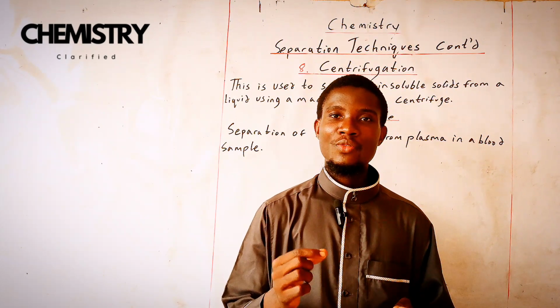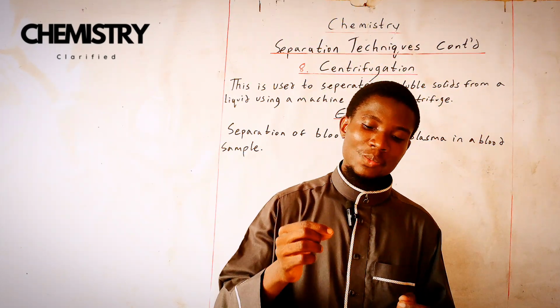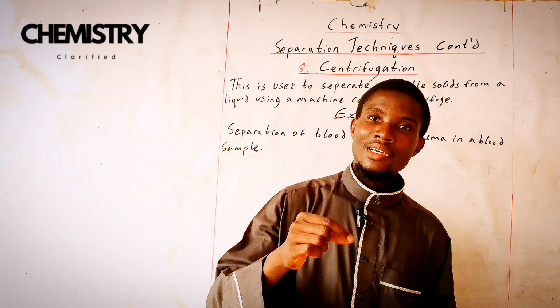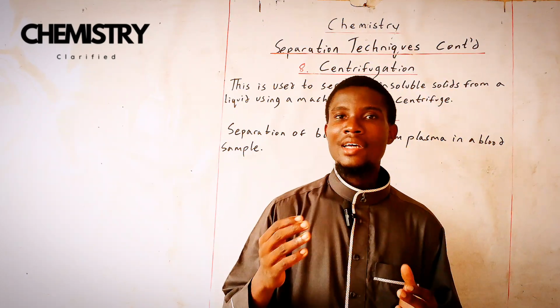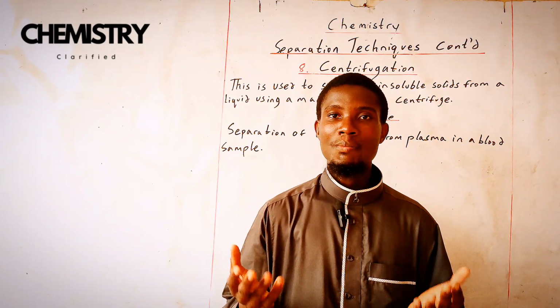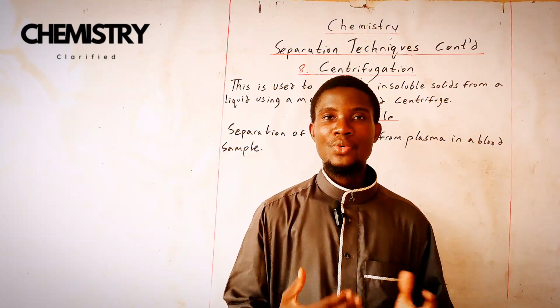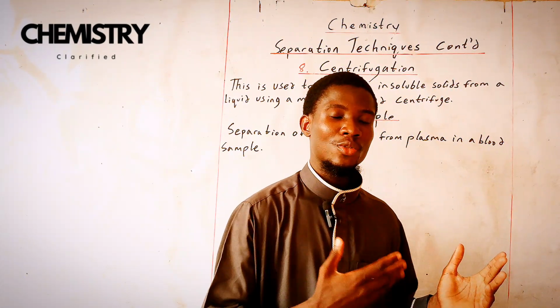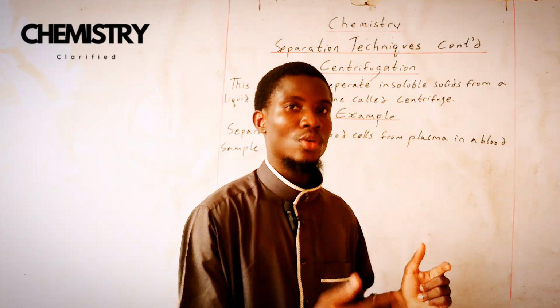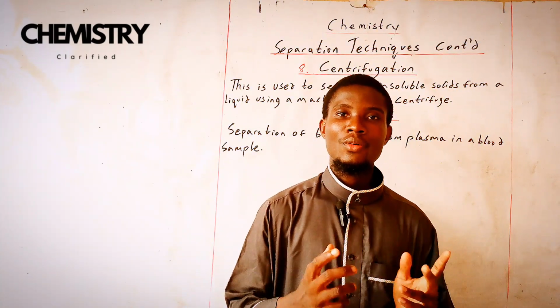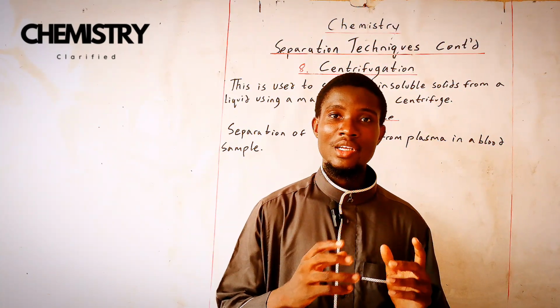So, using the method of decantation, you can easily just pour out the plasma out of the test tube and you will be left with the blood cells. So this is how you can use centrifugation to separate an insoluble solid. Insoluble solid means a solid that does not dissolve. So, an insoluble solid from a liquid.